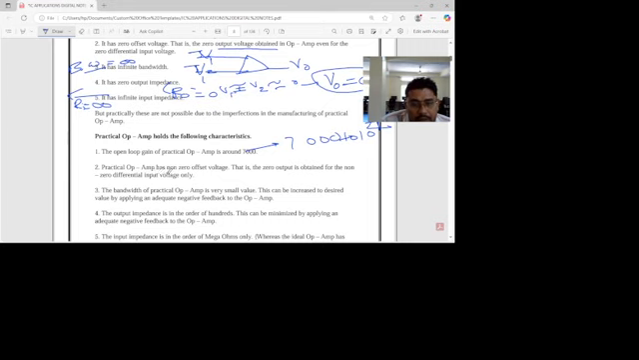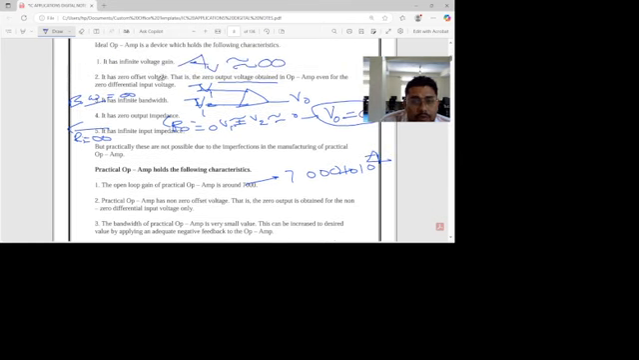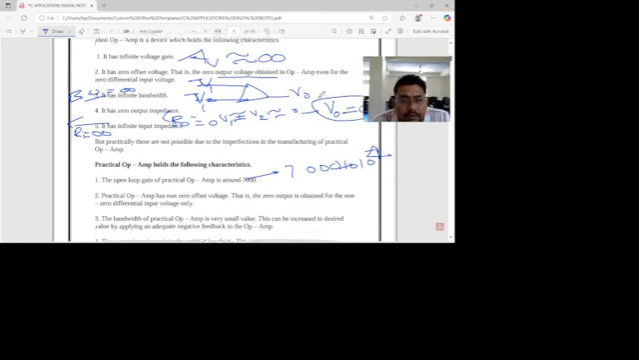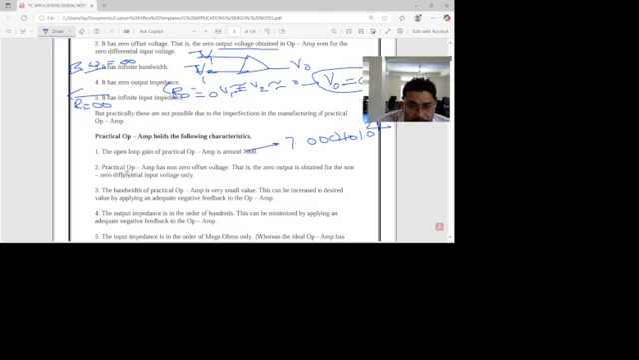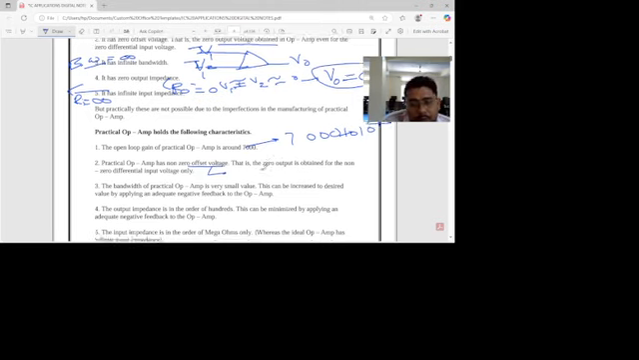The practical op amp has a non-zero offset voltage. Initially we discussed that for an ideal op amp the offset voltage must be 0, that is, zero output is obtained even when the differential input is 0. Here the offset voltage should not be 0, it must be some value when we apply zero differential input voltage to both terminals of the op amp.